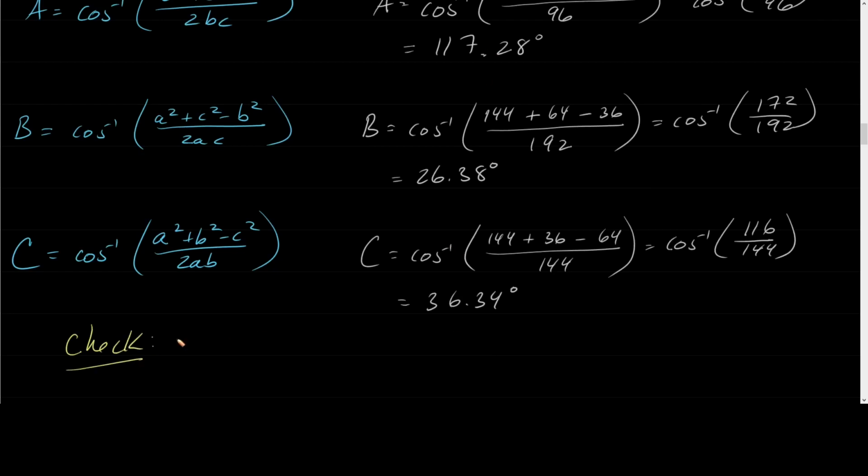All right. And now we can check by adding all these angles to see how off we might be on our estimation. So we're going to say 117.28 degrees plus 26.38 degrees plus 36.34 degrees. Let's see what that gives us. That gives me again exactly 180. So I round that off to 2 decimal places perfectly here. All right. So there you go. That's really just the law of cosines in general.